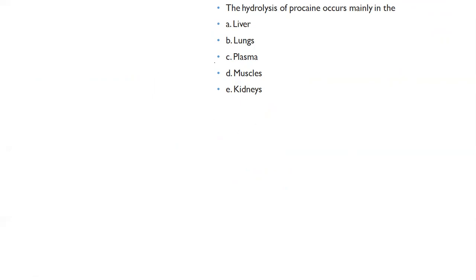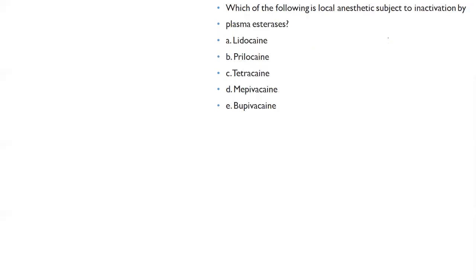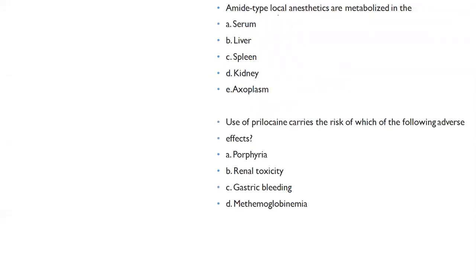Now, the hydrolysis of procaine occurs mainly in, so procaine is an ester, it mainly occurs in plasma with the help of the pseudocholinesterase enzyme. All right. Now, which of the following is a local anesthetic subject to inactivation by plasma esterase? So the answer is esters. It is not prilocaine, not lidocaine, not mepivacaine, not bupivacaine, because we need esters. These all are amides. So the answer is tetracaine. Amide types of local anesthetics are metabolized in the liver, and ester types are metabolized in the plasma by cholinesterase.